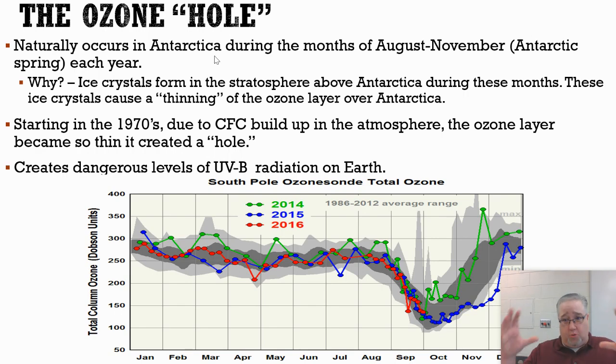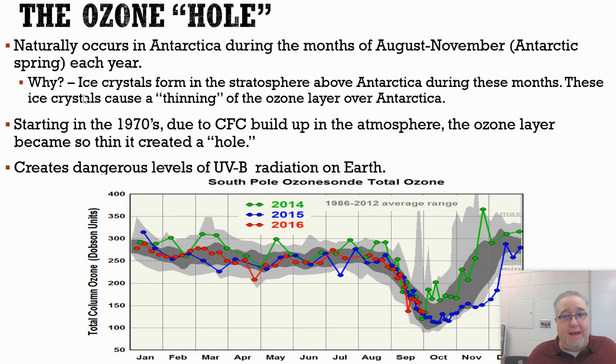The one thing about this ozone hole above the Antarctic is that the ozone actually does thin naturally, without any anthropogenic causes. In fact, it thins every single year above the Antarctic during the months of August and November. That's what we call the Antarctic spring. Remember, the southern hemisphere is just the opposite of the northern hemisphere. So August to November, we would probably consider to be fall, but in the Antarctic, they consider that to be the spring. So remember that, that's important.